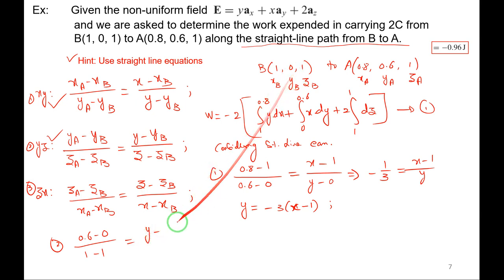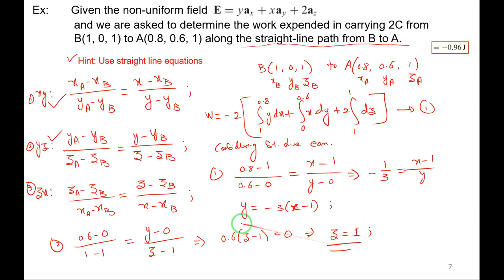What is yb? It is 0, divided by z minus zb. What is zb? It is 1. So cross multiply: 0.6 into (z minus 1) is equal to, see here, 1 minus 1 is 0, and 0 into y will be 0. So finally, take this 0.6 to the other side, it will be 0. So z equal to 1. These are the two equations I am getting, and we will make use of these equations and substitute here.